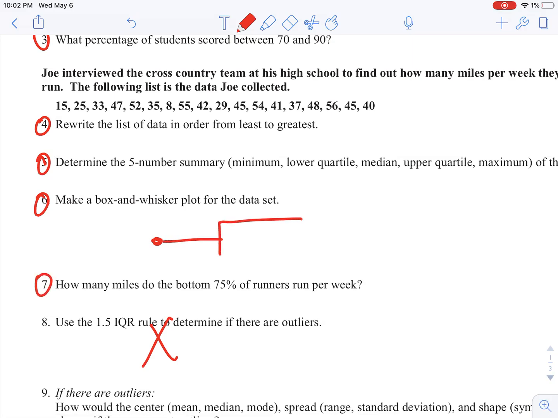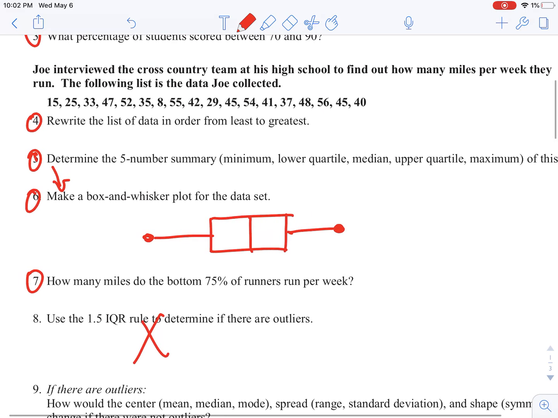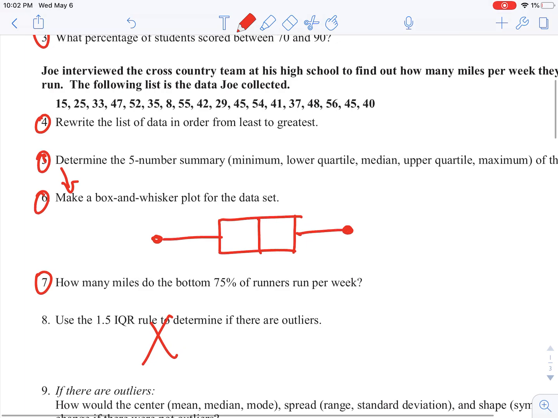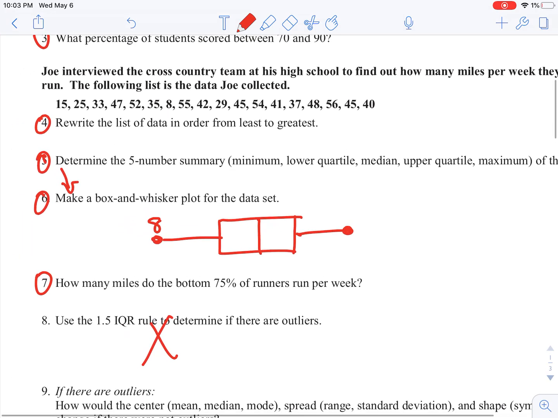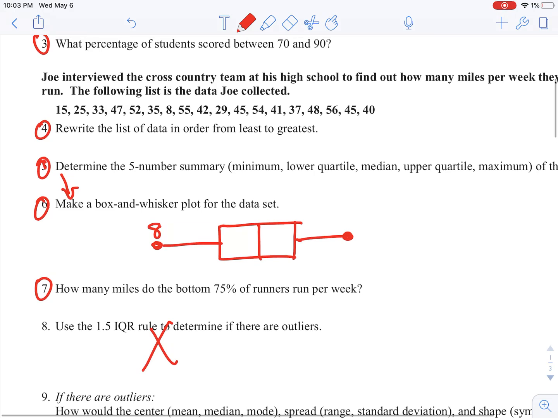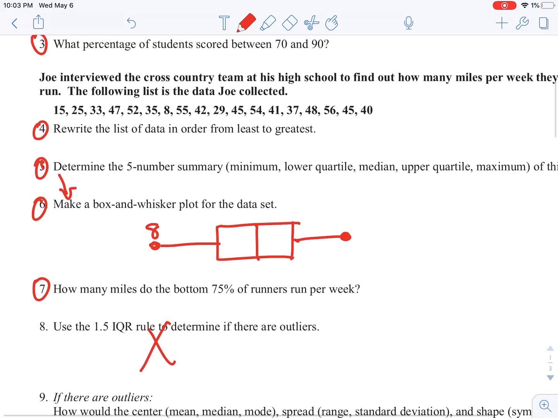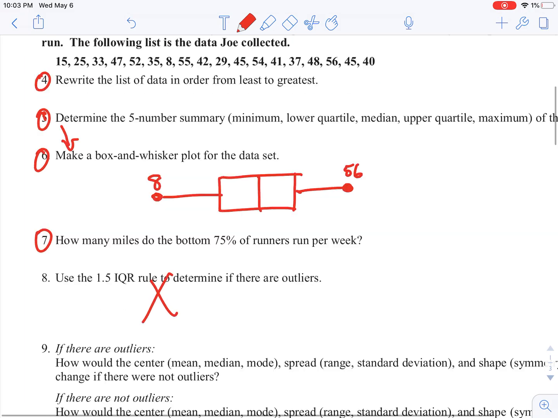Now, just draw. There's no graph paper, so just draw it, and then put the numbers right in here. Do number 5 and number 6 together. What's the lowest number here? 15, 8. So 8. 8 goes right there. Just do number 5 and number 6 really together. What's the highest number? You're going to have to put them in order to do that. What's the highest? 47, 55, 56. So 56. Just put these numbers in the picture.